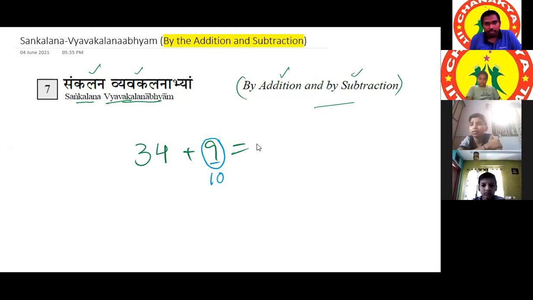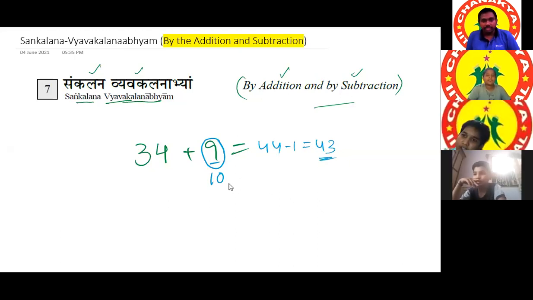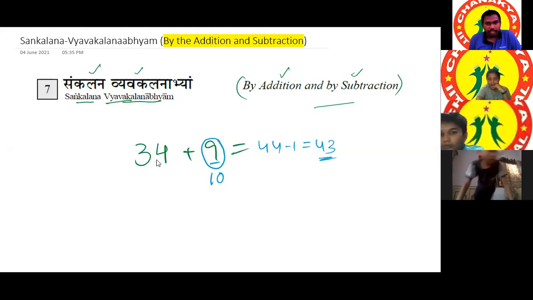Sir, can you say this again? I didn't join at that time. 34 plus 9, we have to take 9 as 10. Wait, maybe some new persons may be there here. See, instead of adding 9, we have to add 10, because addition of 10 is easy. 34 plus 10 will be 44. Because we have added one number extra, we need to subtract that one. So the answer is 43. Right.